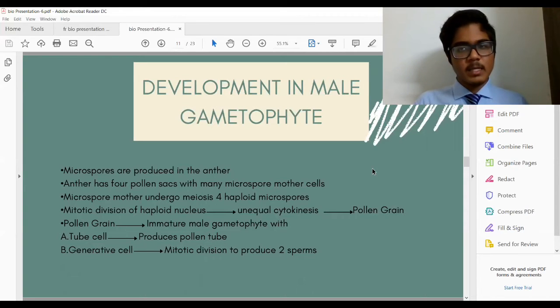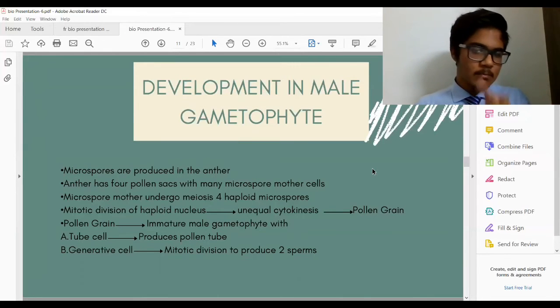But something weird happens here: unequal cytokinesis. I think you know what cytokinesis is, which is the splitting of the plasma membrane, the cytoplasm and everything. But unequal cytokinesis is where one cell formed would be bigger, and the other cell formed would be smaller. This is very important and necessary for the development of the male gametophyte, because both cells formed, though they have the same nucleus, are different cells. One of them is the tube cell, which forms the pollen tube after germination, and the other one is the generative cell, which forms the 2 sperm cells required for double fertilization. I'll explain about double fertilization later.